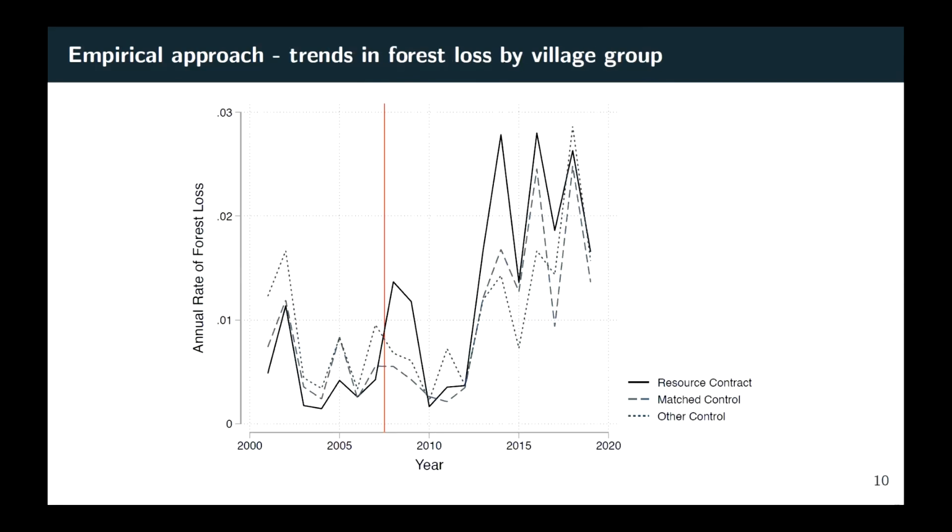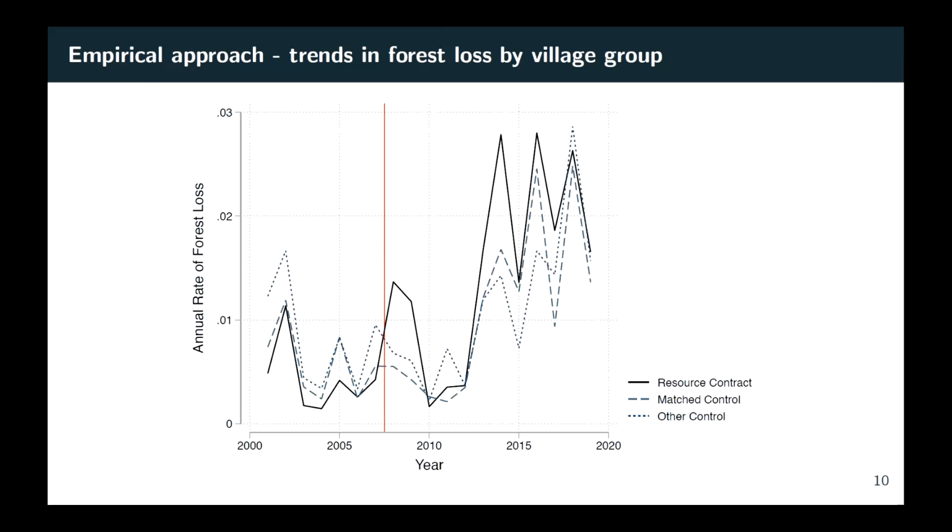And just to give you a baseline, the sort of visual difference in difference, if you will, this is just the raw data. The red line is the treatment timing. And we have the average of the treated villages by year with the dark black line, the matched control sample with the dashed line, and then the dotted line is all of those villages in the central region.